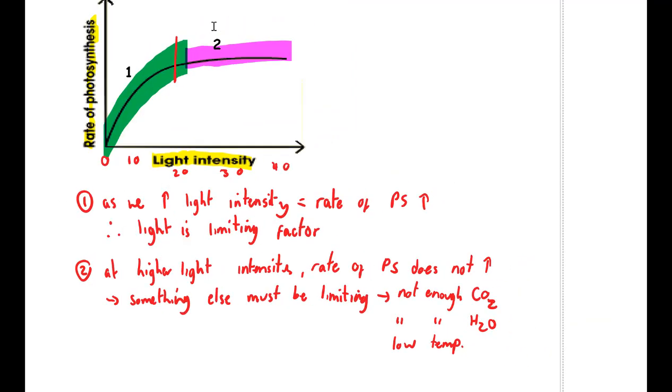So to summarize that, as we increase the light intensity, the rate of photosynthesis increases. So that shows us that initially light intensity was a limiting factor. But at the second flatter part, it shows us that even though we give it more light, so we increase light intensity, it has no effect on the rate of photosynthesis. So something else must be limiting the rate of photosynthesis.